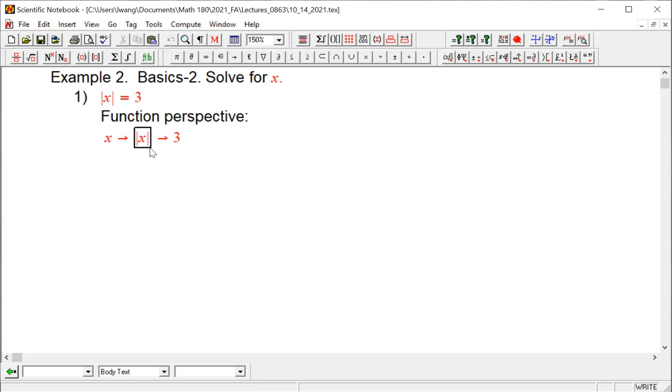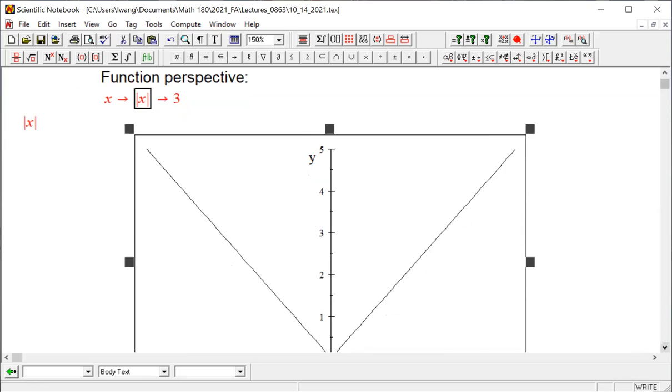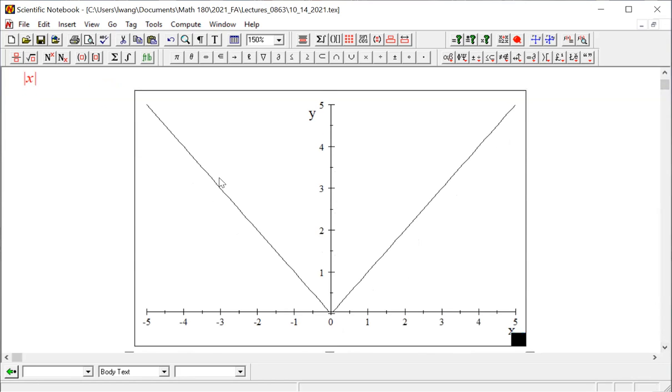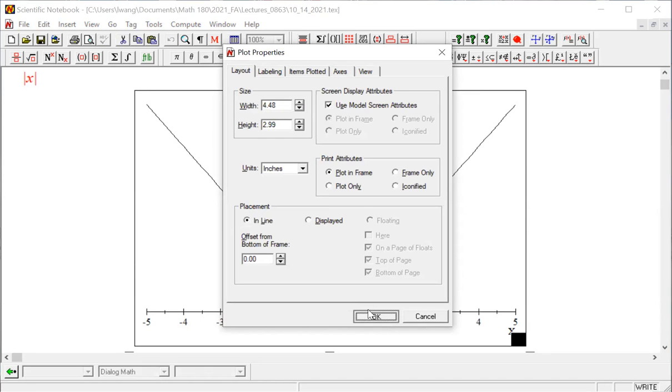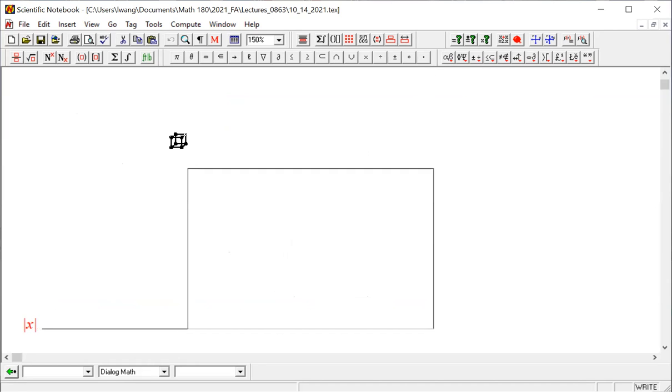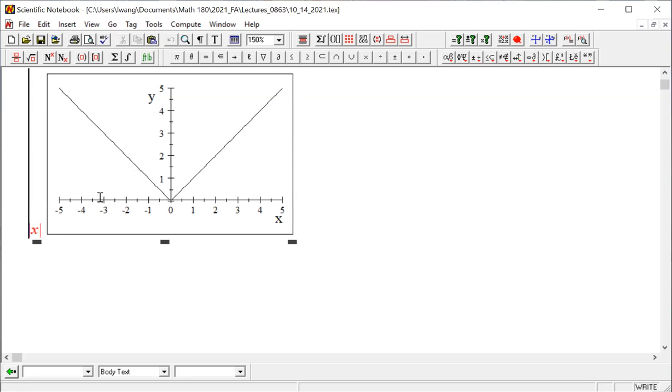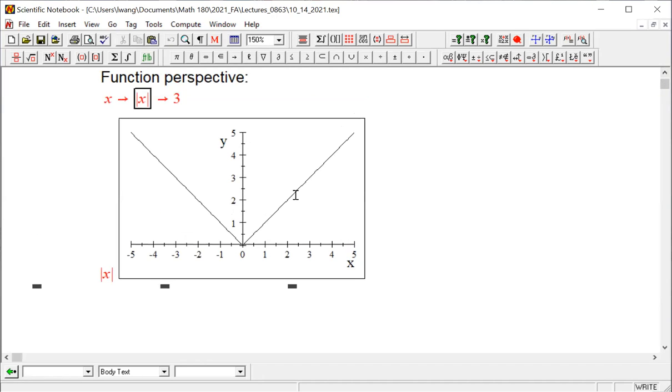So from the function perspective, we know the graph of absolute value, don't we? This is the absolute value function. We know its domain and range. And we know the output. The output is 3. So this question is what? We know the output, looking for what? For all possible inputs. That's the nature of the question.